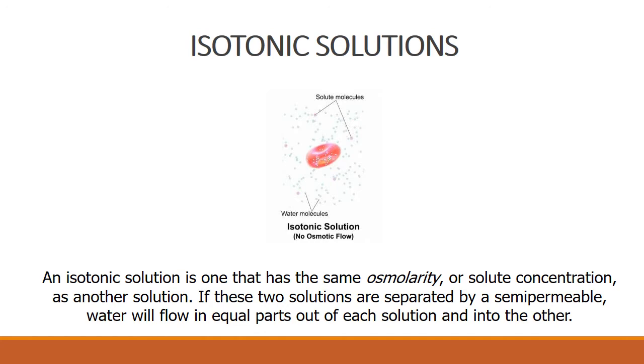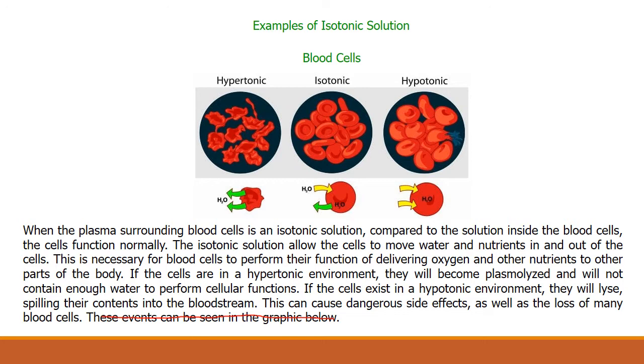Okay, so that's why we have to identify the type of solution. So we have here hypertonic, isotonic, and hypotonic blood cells. Examples for our blood cells, we have hypertonic, isotonic, and hypotonic. Remember, for hypertonic, there is a release of water from our red blood cells. Okay, so it causes the red blood cells to shrink.